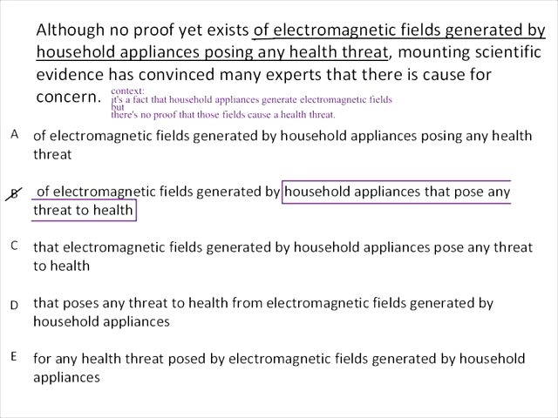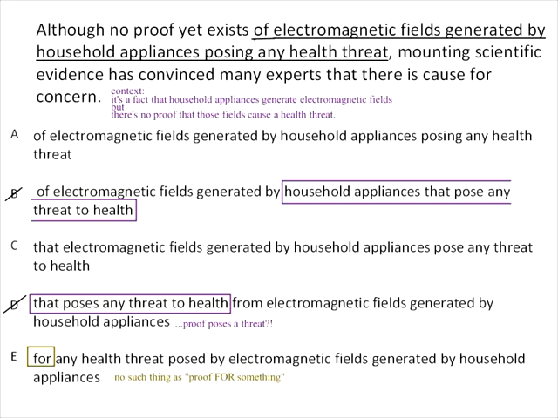And then proof, I mean, D would mean that the proof itself, because if you look at this modifier, there's a bunch of problems in this choice, but this would mean that proof poses a threat. So that's not going to make any sense either. Now, E I'll just help you dismiss because E is not idiomatic. There's no proof for something. It's just a poor idiom. Proof is of, not for. No such thing as proof for something. The correct idiom is proof of something. And that's the reason why E is not right.